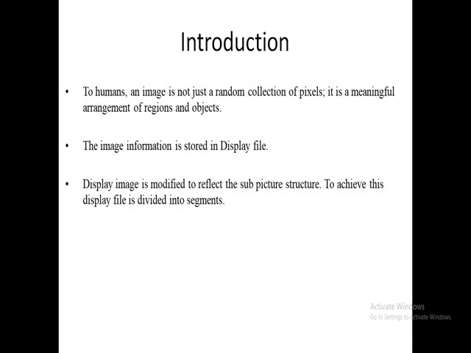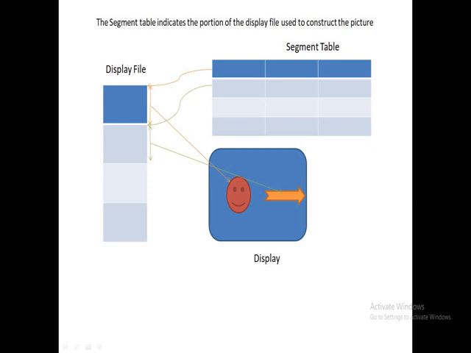And to reflect this sub-picture structure, we divide our display file into segments. Each segment corresponds to components of the display. We shall associate a set of attributes with each of these segments. So fundamentally, we are dividing our display file into a number of segments. So this is a display file, and we are dividing this display file into a number of segments. Each segment corresponds to a sub-picture, or you may say simply an object on the display.